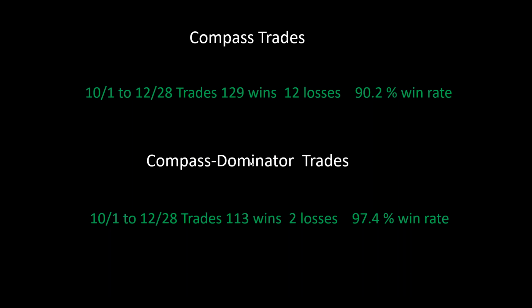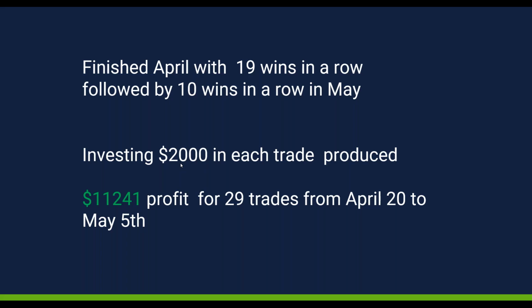And our job then is to identify which of the stocks are being moved by the institutions. But this had 113 wins, 2 losses, a 97.4% win rate, which is pretty astronomical and pretty hard to maintain. I honestly don't think we could do this over a year, but we could likely do in the low 90s on these if we wait for these, but it takes patience. So that's just the two systems from October to December and how they performed by themselves, the Compass system and the Compass-Dominator trades.